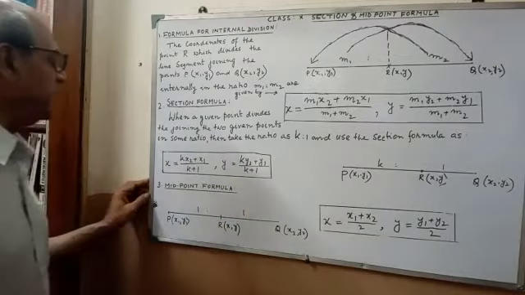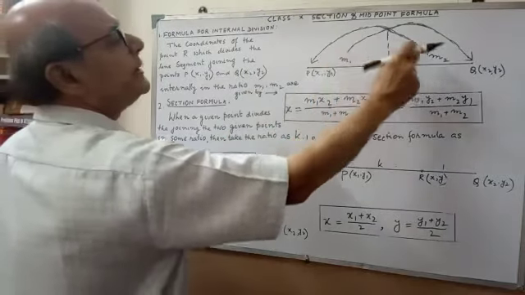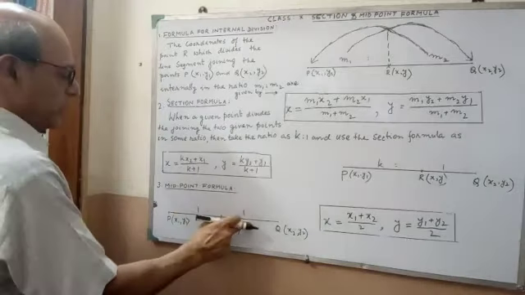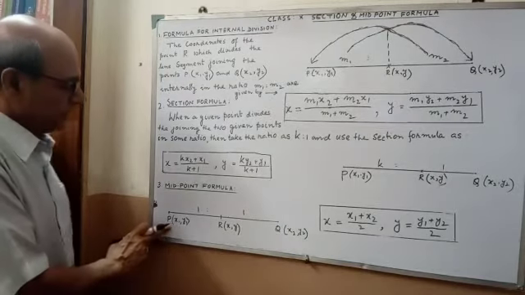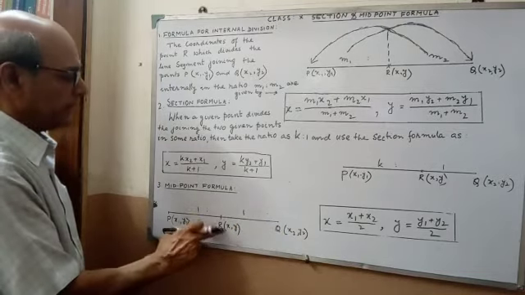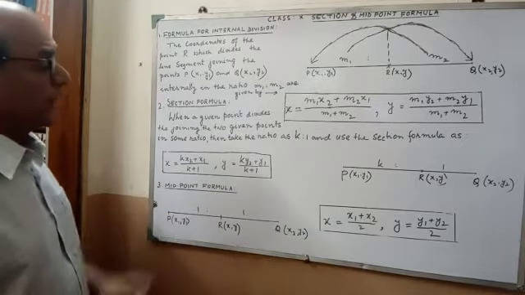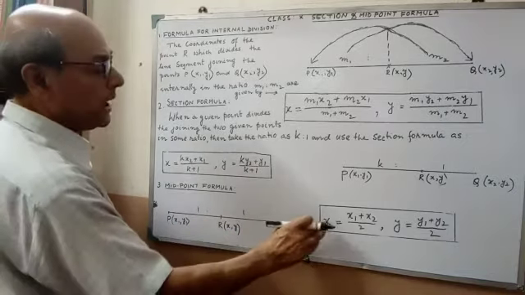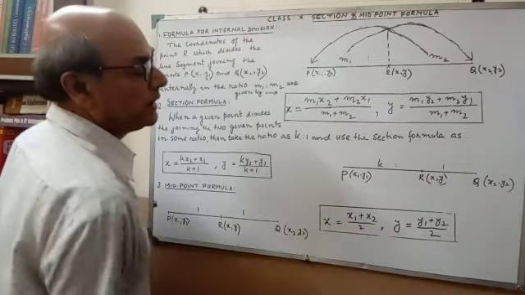And the third is the midpoint formula. In the first case the ratio is m1 is to m2, in the second it is k is to 1, and here the ratio is 1 is to 1. Same thing: the first end has coordinates x1, y1 and the second end has coordinates x2, y2, divided at R with coordinates x, y in the ratio 1 is to 1, the midpoint. Here the coordinates of R will be x equal to (x1 plus x2) by 2 and y equal to (y1 plus y2) by 2.